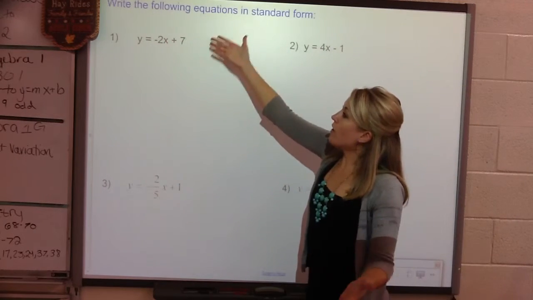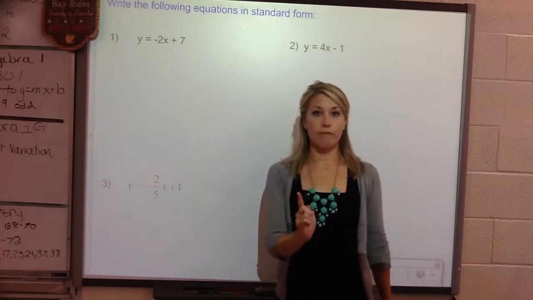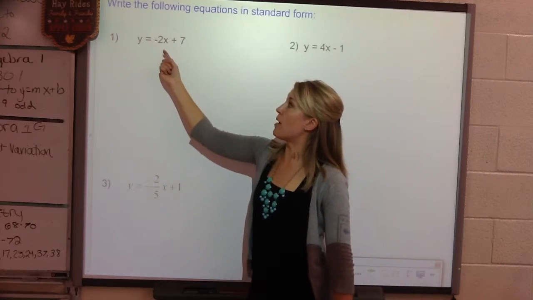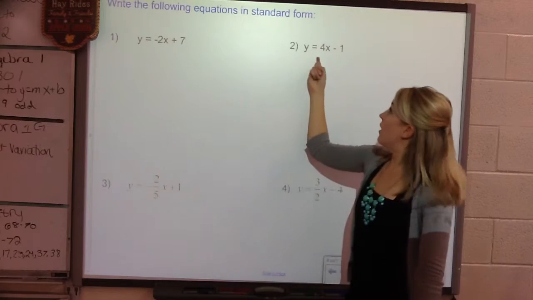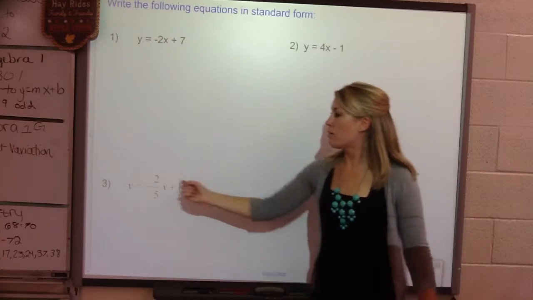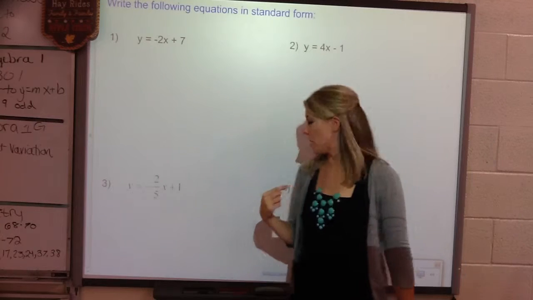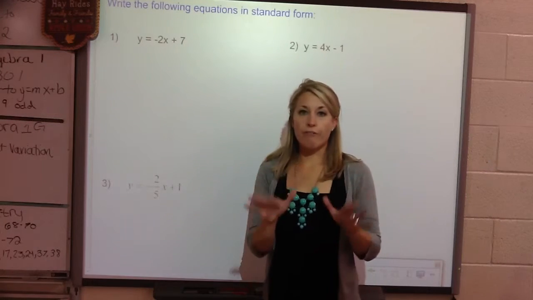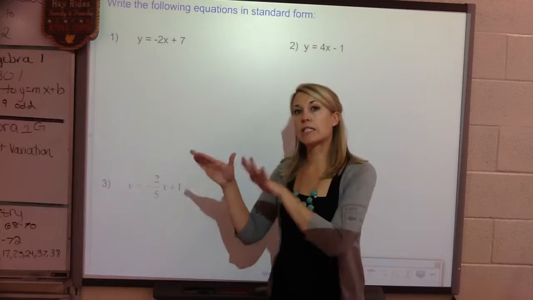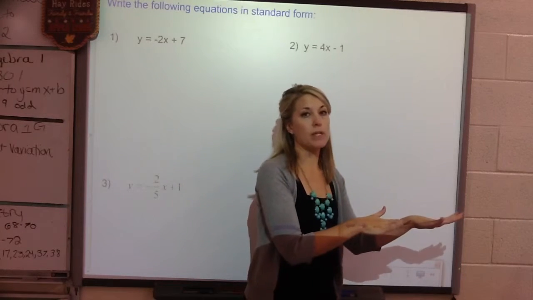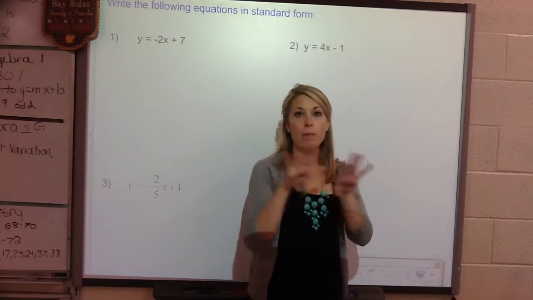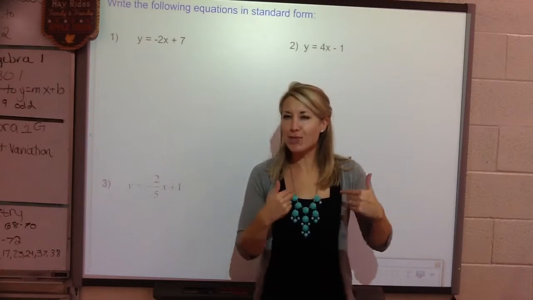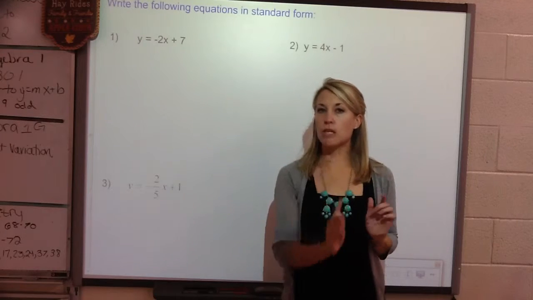So here we have slope-intercept form equations. How do I know this? They're all in the form of y equals mx plus b. So for homework last night, you converted standard form to slope-intercept. Now we're taking slope-intercept and making standard form. This is a little bit difficult, but I think you guys can do it, especially because I'm doing it with you. So take these notes.